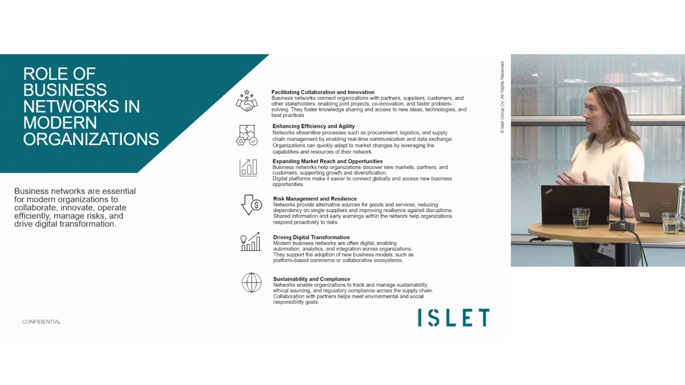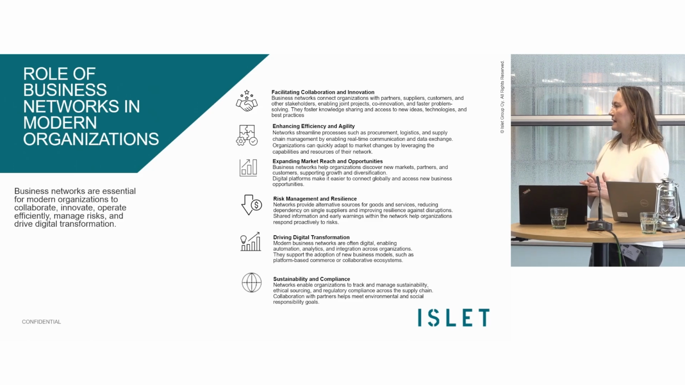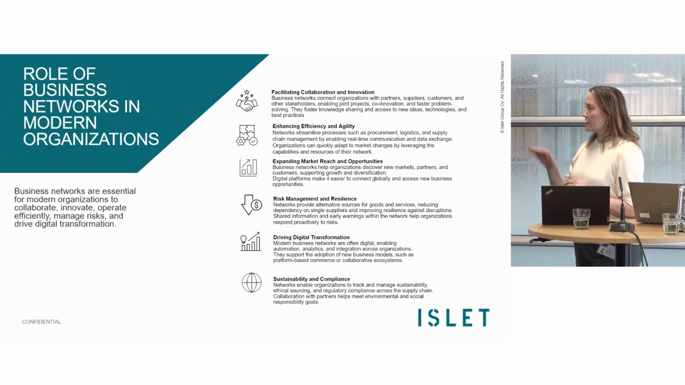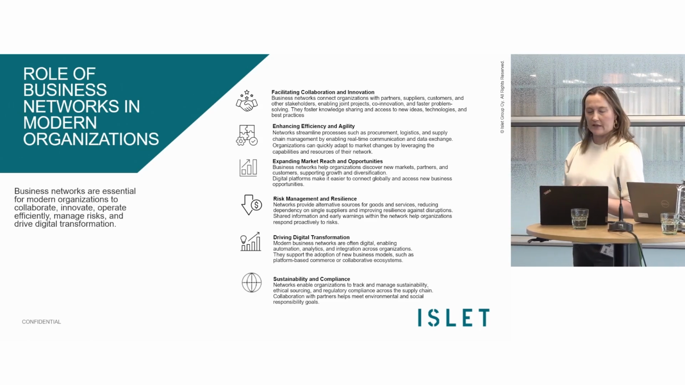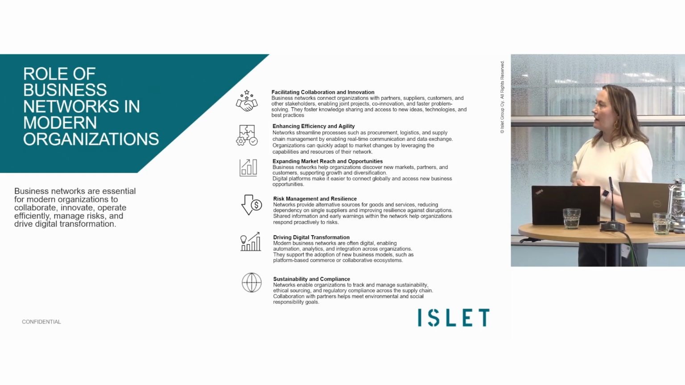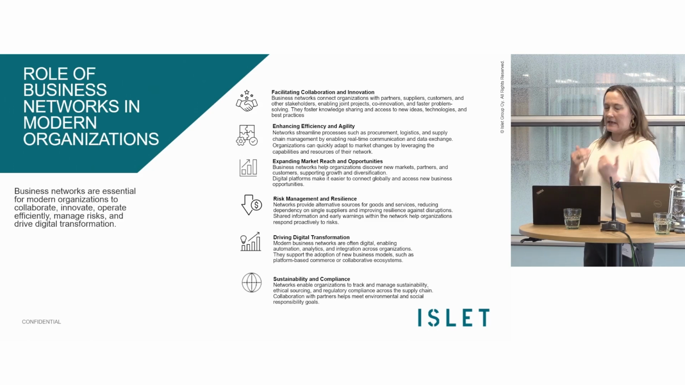Agility: you are agile, you are automated, and then of course you are managing your risk, your resilience. And as I mentioned, you can get, for example, early warnings if there's something in your supply chain that you need to take into account. And of course, driving digital transformation, sustainability and compliance. So these are really high level, and as the presentation goes further, we go into details on how we make this work in practice. But these are high level goals and what it means in the modern organization to work with the business network.